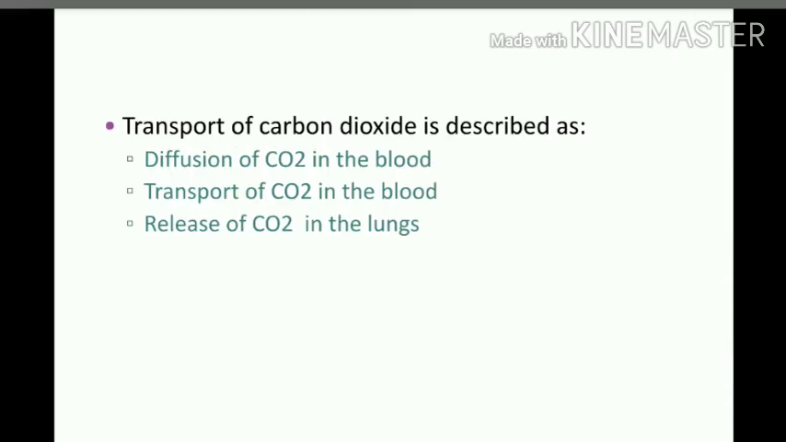Now, transport of carbon dioxide. Carbon dioxide is transported in 3 steps. Number 1, diffusion of carbon dioxide in the blood. First of all, carbon dioxide enters inside the blood from the cell. Second, transport of the carbon dioxide in the blood. And third, this carbon dioxide from blood is released in the lungs. We will start with the first step.